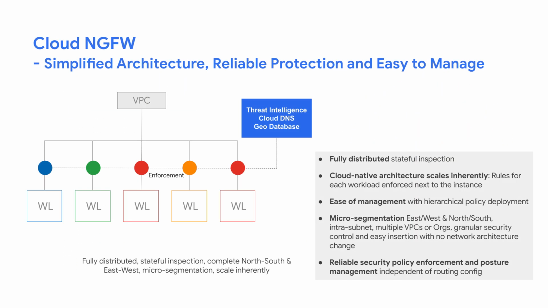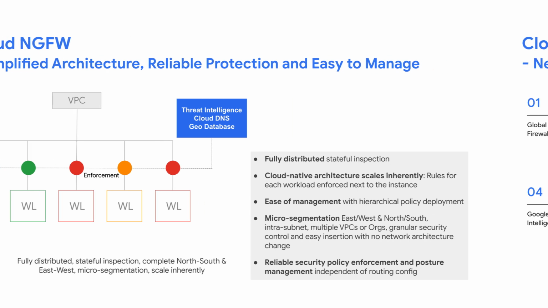Cloud Firewall provides a fully distributed, cloud-native, stateful inspection firewall service that scales inherently, independent of your networking architecture. Cloud Firewall provides micro-segmentation for east-west and north-south patterns, intra-subnet, across multiple VPCs or orgs, with a granular security control and easy insertion with no network architecture change required.